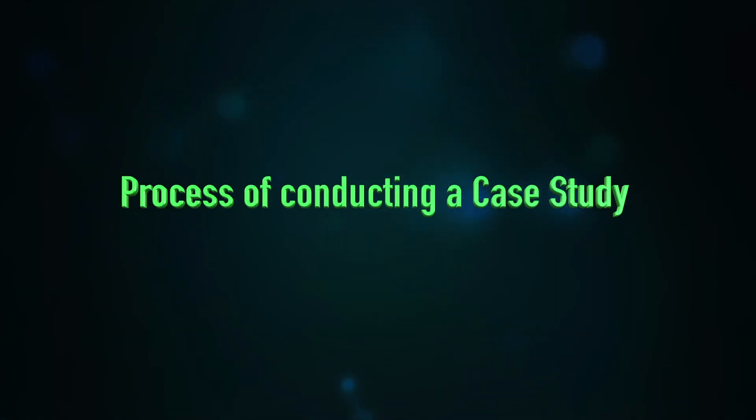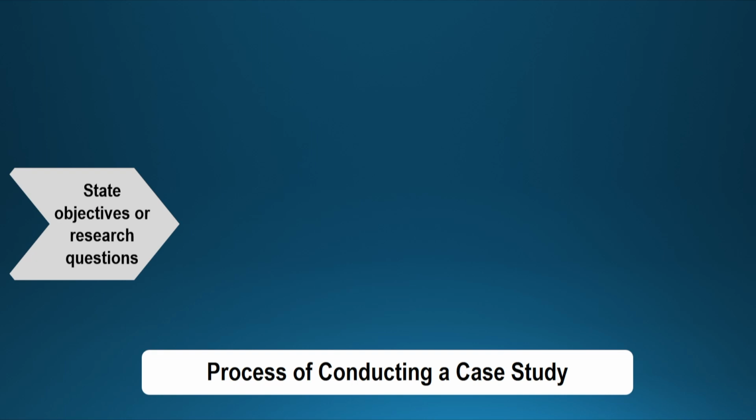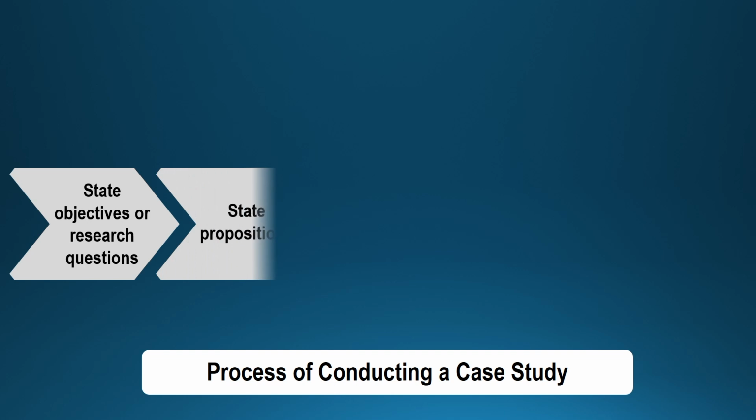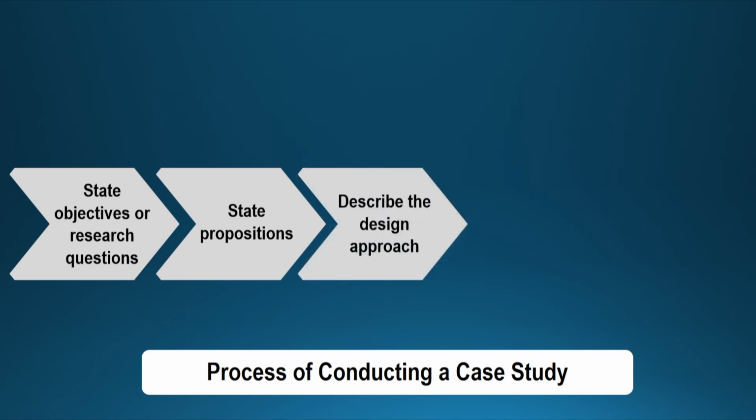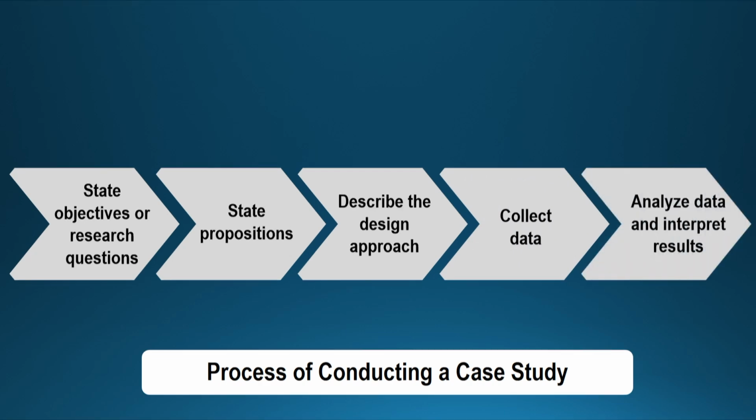The very first step in conducting a case study is stating its objective or research questions. The next step is to state the propositions, and the third step involves describing the approach which is likely to be followed in conducting a case study. And then comes collection of data, and the last step is the analysis of data and interpretation of the results. Now let's see how objectives are stated for any case study.